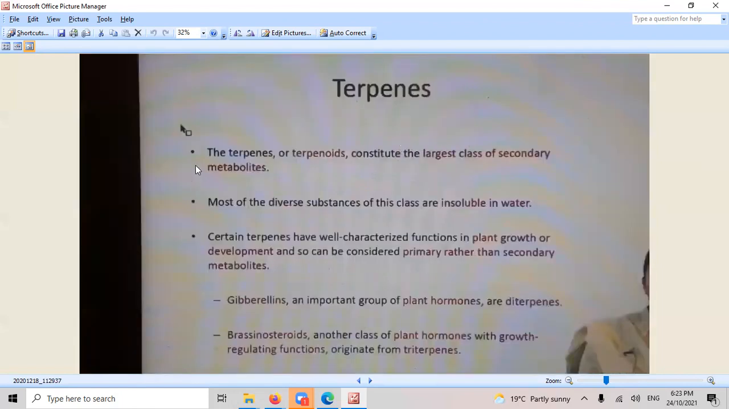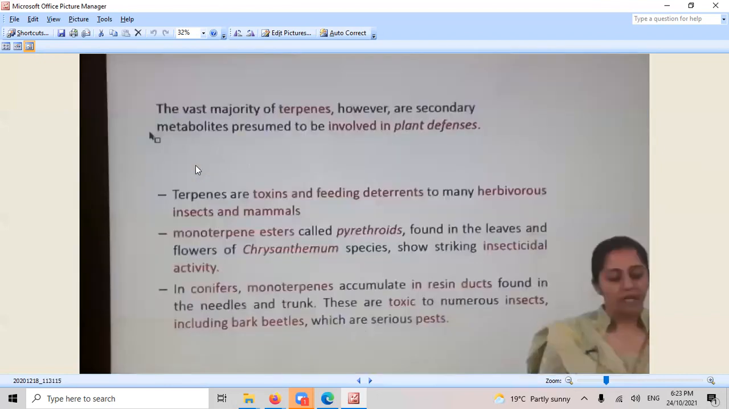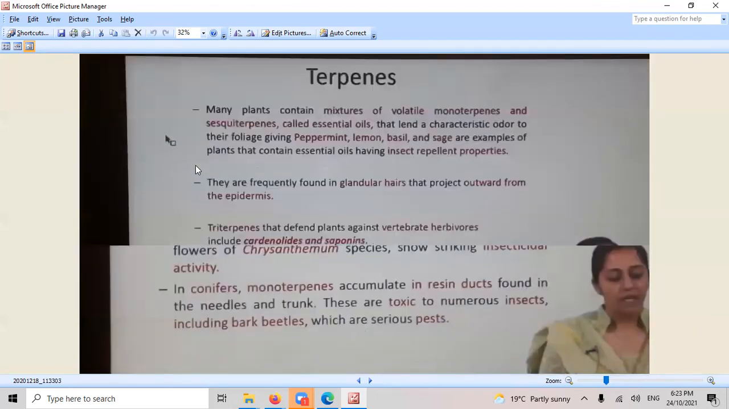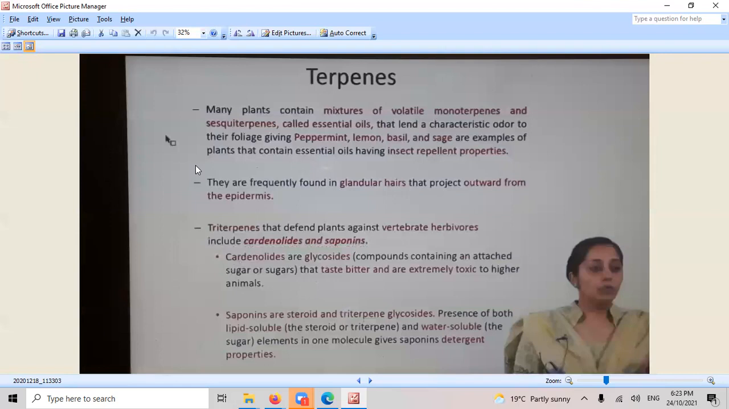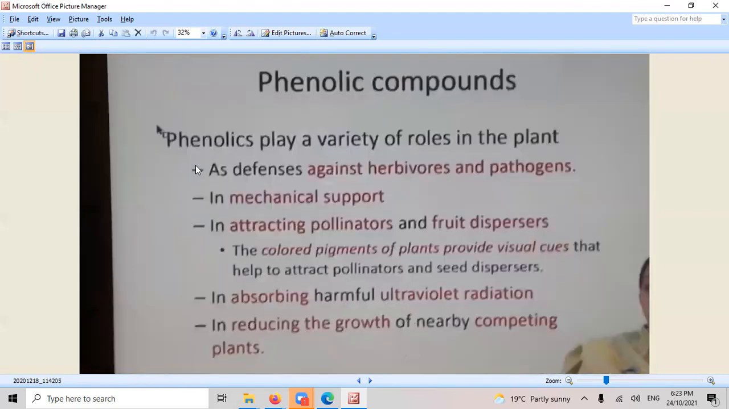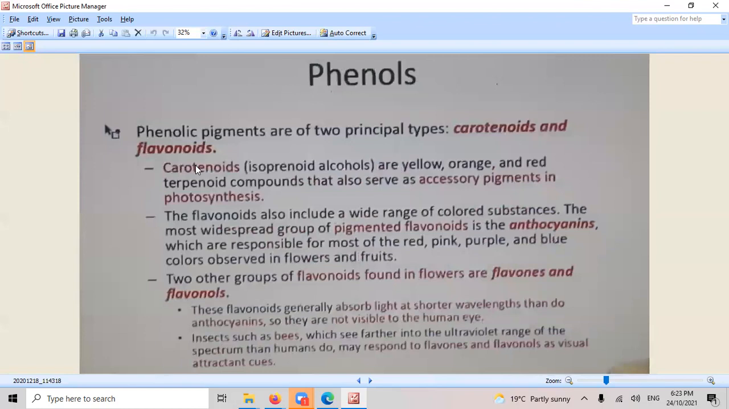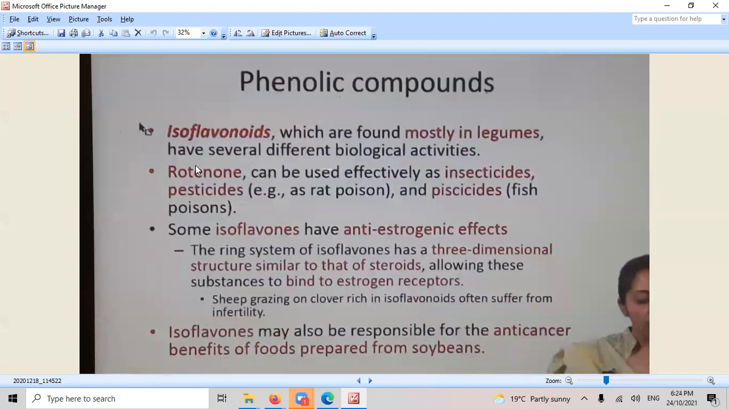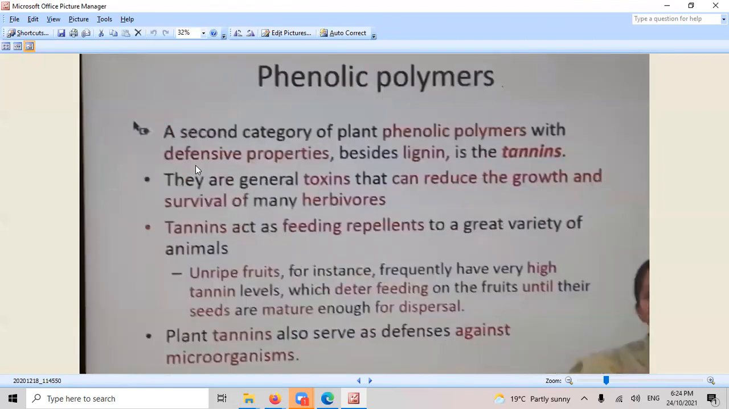So your terpenes, and you see how many classes are involved in that. And in that, it's like loads of them. Terpenes named from their carbon chains. Anyway, who cares? Phenolics, that's where the carotenoids and flavonoids are involved. Anthocyanins, flavones and flavonols, isoflavones, rotenone. Rotenone's a really good natural insecticide.